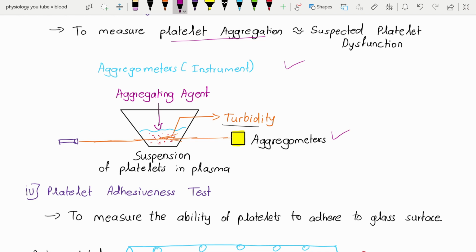Firstly, we are taking the aggregating agent, then we are suspending the platelets in that aggregating agent. Due to the property of the platelet, they are going to aggregate. This causes the turbidity. When we pass a beam of light through that material, then diffraction occurs and intensity is getting reduced, and this is sensed by aggregometer. They are going to tell us how much is the platelet aggregation property.